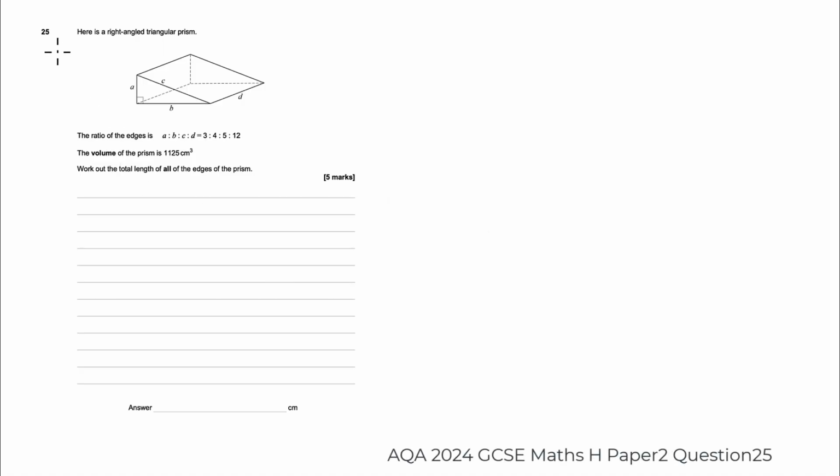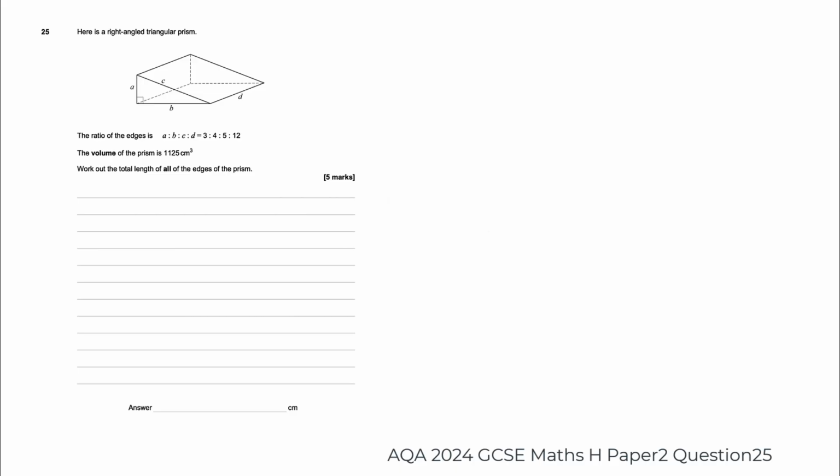Here's question 25. We're shown a diagram of a right-angled triangular prism with the lengths shown as A, B, C and D. We're told the ratio of these edges, A to B to C to D, is 3 to 4 to 5 to 12. We're also told the volume of the prism is 1,125 cubic centimetres. And we have to work out the total length of all the edges of the prism.